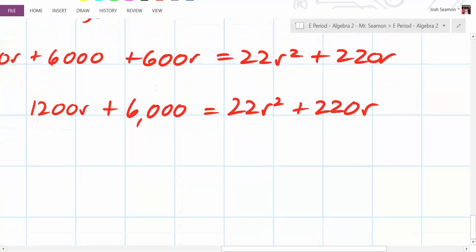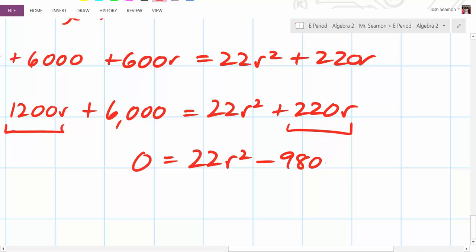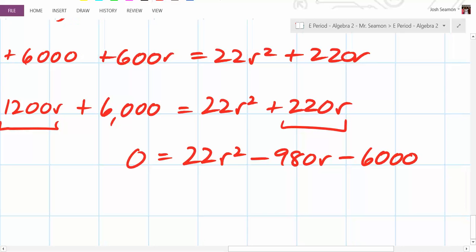220R. So we got 0 equals 22R squared. And you have this and this, right? So how many R's are we going to have left here? Negative 980. Yep. Minus what? Minus 6,000. Like that?